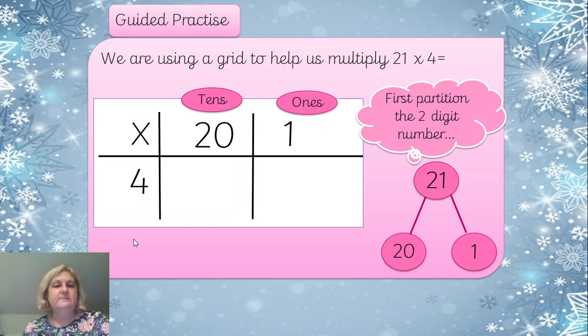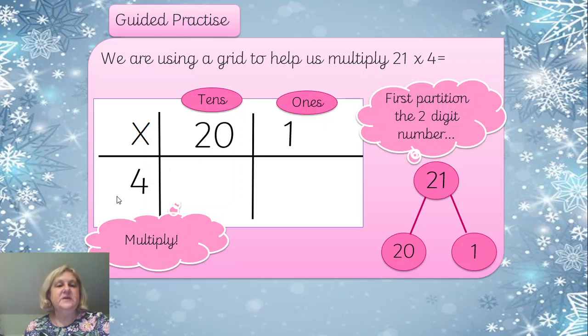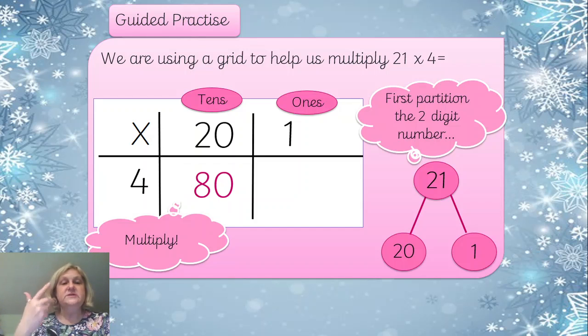So this time we're going to multiply again. We've got 4 times 20, so 4 2s are 8. 4 times 20 is 80. If you can count up in 20s, you can just double check it as well. 20, 40, 60, 80. That works too. And then 4 times 1 is 4.